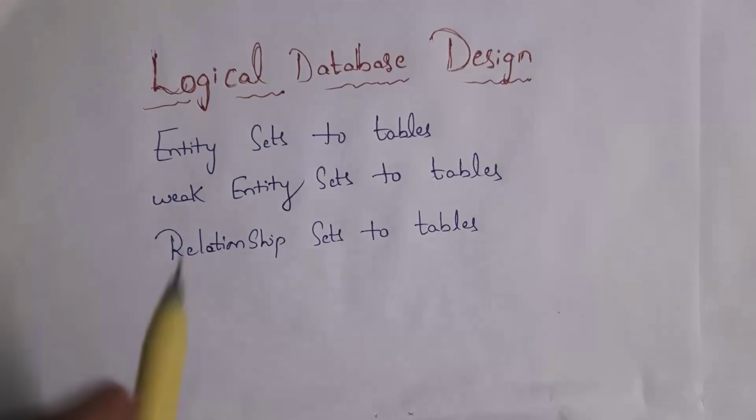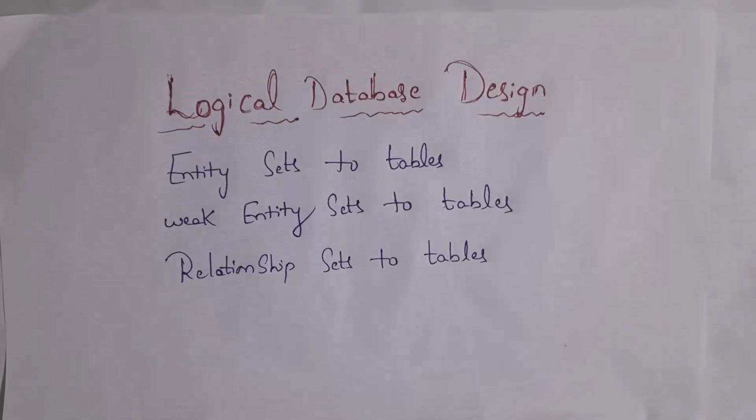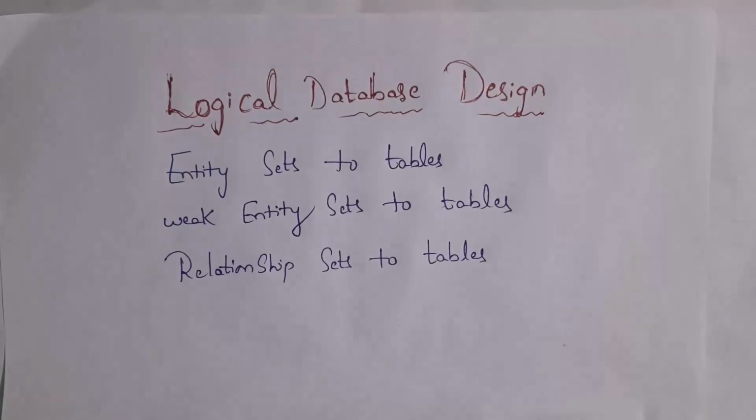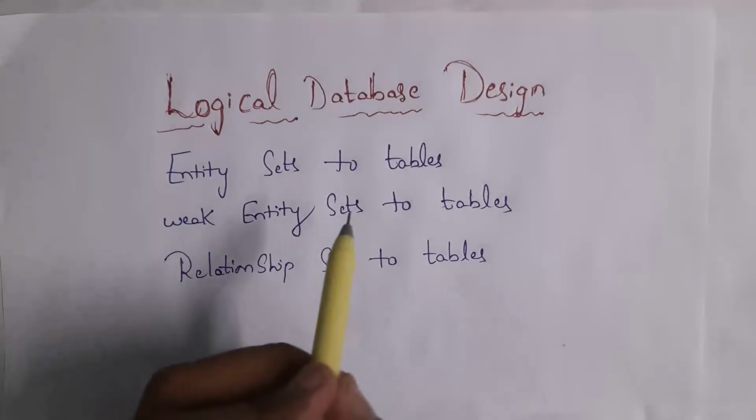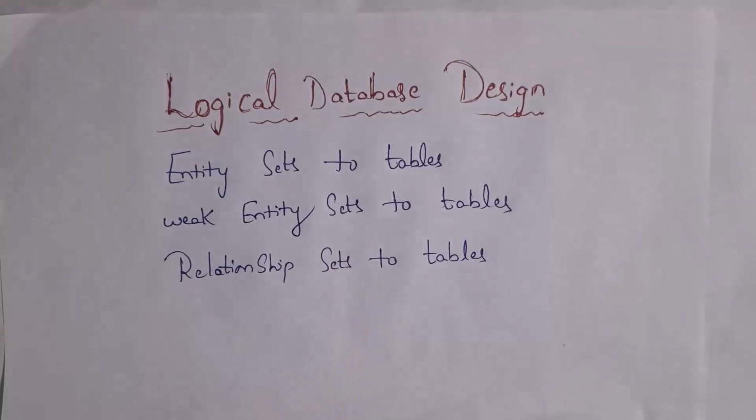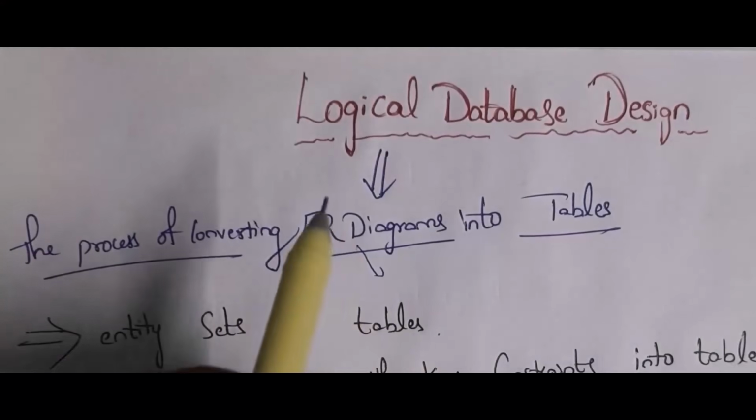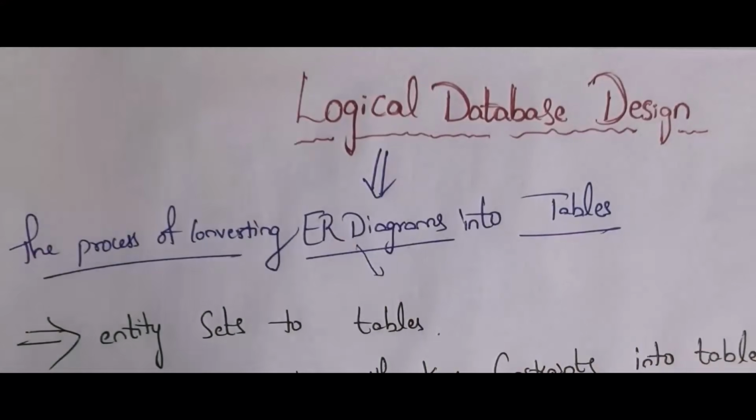Next I will explain the logical database design topic in DBMS. In this topic, I will explain how to convert entity sets to tables, weak entity sets to tables, and also how to convert relationship sets to tables. The process of converting ER diagrams into tables is known as logical database design.